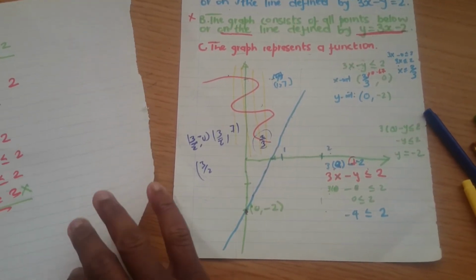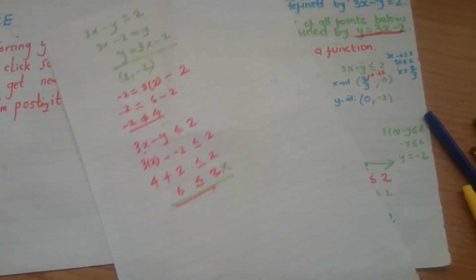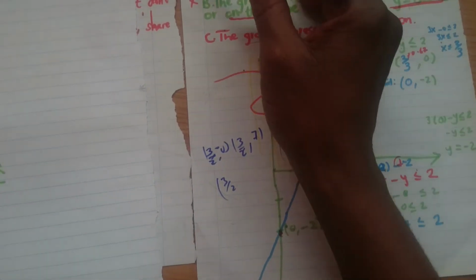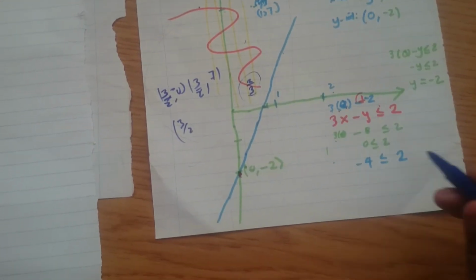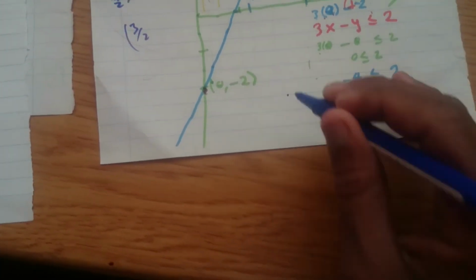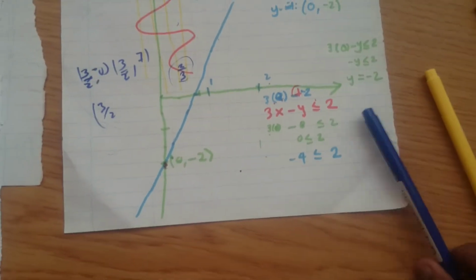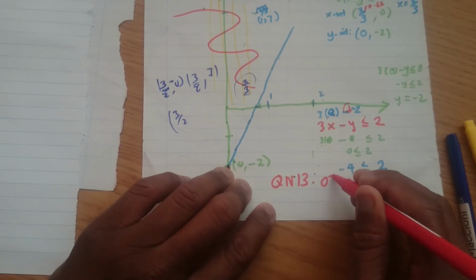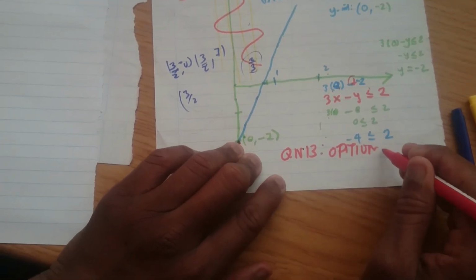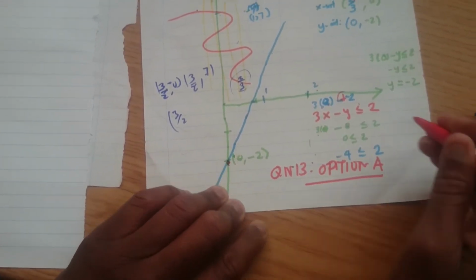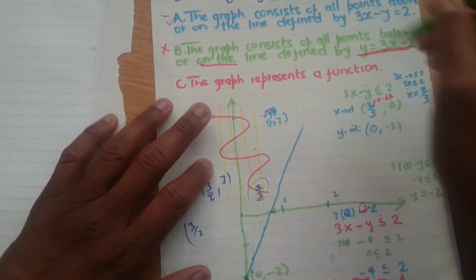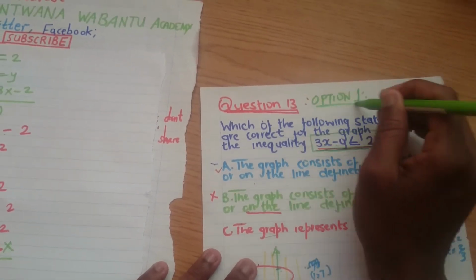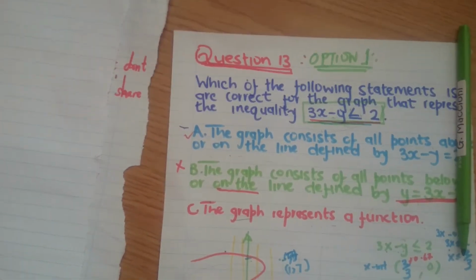So now we go for the option. My answer, the option which is going to be true, is only A. So for question 13, option A. Question 13, option A, option 1. So option 1, option A. So that's question 13. Thank you so much.